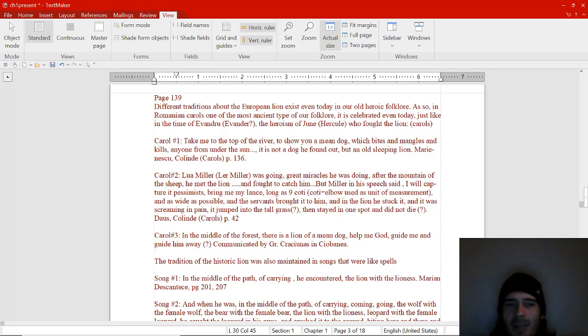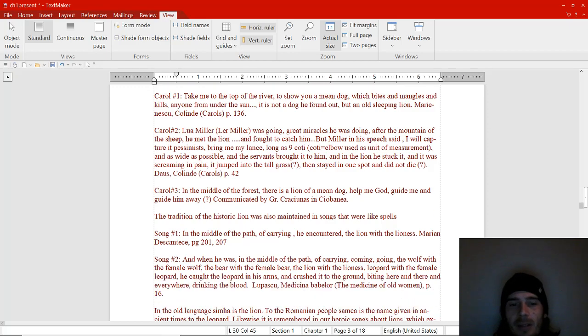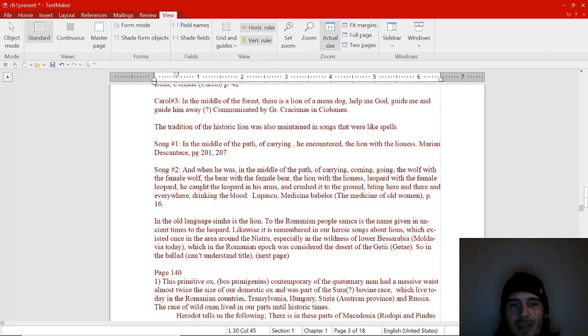"And as wide as possible, and the servants brought it to him, and in the lion he stuck it, and he was screaming in pain. It jumped into the tall grass, then stayed in one spot and did not die." So my issue with these carols is very old slang or phrases that I don't think I'll be able to properly translate. But the idea is that these carols speak about lions in Romanian folklore, and so do these songs. And you can read them. I'm not gonna embarrass myself anymore.